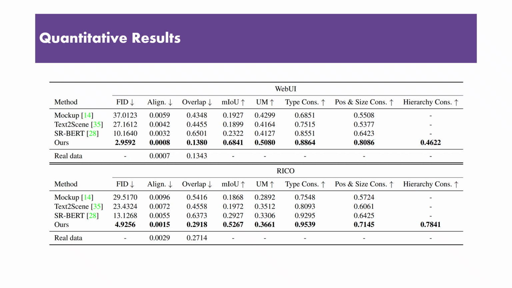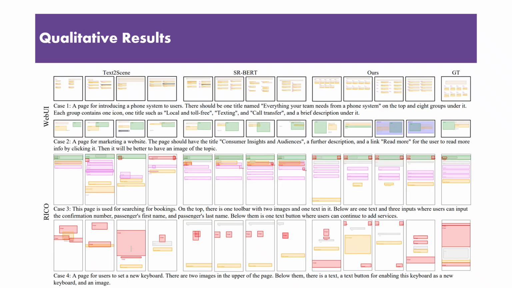The quantitative results show that our method significantly outperforms the baselines on all metrics, indicating that it can generate layouts that are more visually pleasing and consistent with the descriptions. Moreover, our method can generate layouts with similar or even better alignment and overlap compared to real data. The qualitative results demonstrate that the layouts from our approach are of high quality, while the layouts from baselines frequently contain misalignment, incorrect overlap, and weird spacing.